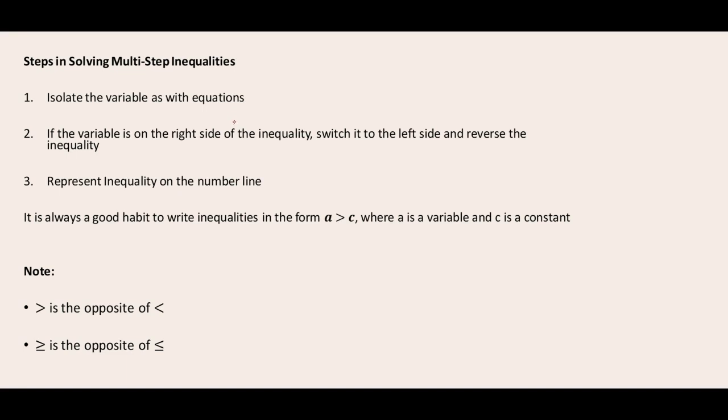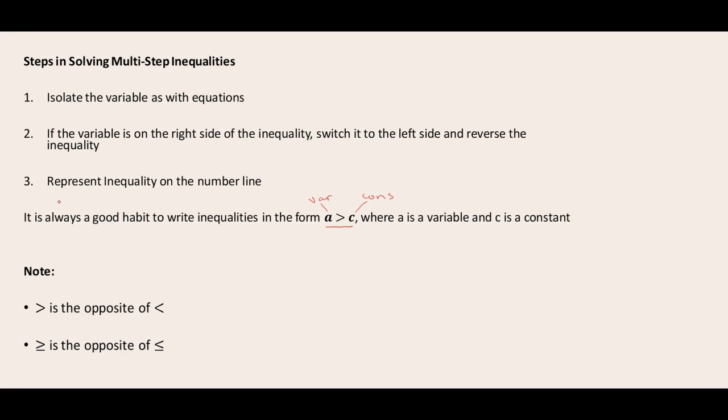You want to first isolate the variables and solve the inequality like you would solve an equation. If the variable is on the right of the inequality, we want to switch it to the left, so we want our solution to be in this form, where A is your variable and C is your constant, and you want to represent it on the number line.